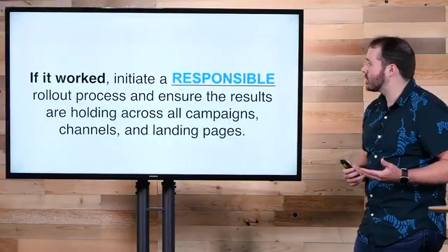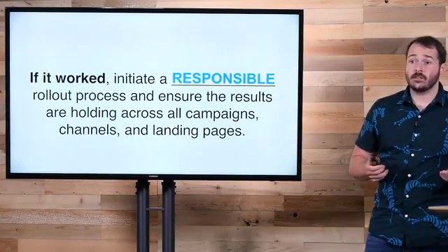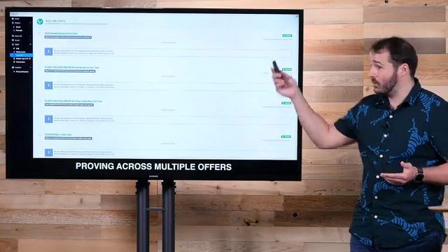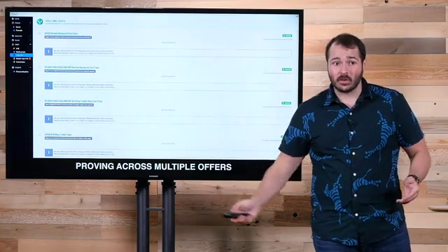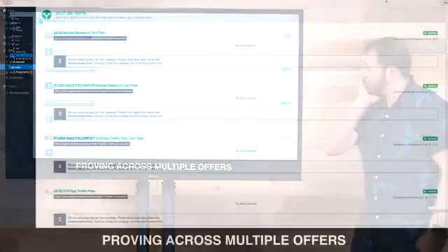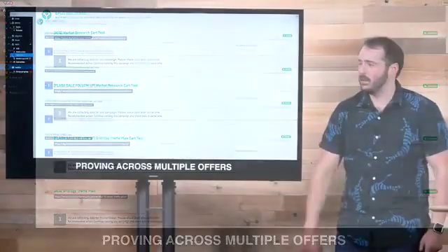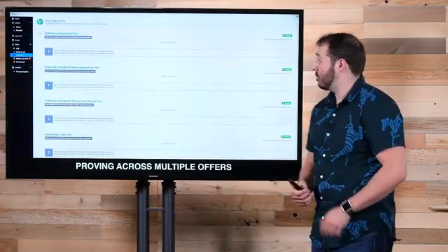We want to make sure you have a responsible rollout process to ensure the results are holding across all campaigns, channels, and landing pages. Here's an example of one we're doing right now. We're trying, like I said, that whole thing about order forms. We have a new order form we're trying out. It's more of a traditional cart for when we do those bigger sales at the end of the year, where you can actually add something to cart versus buy multiple things all the time, which will make things a lot easier for us and with customer success.